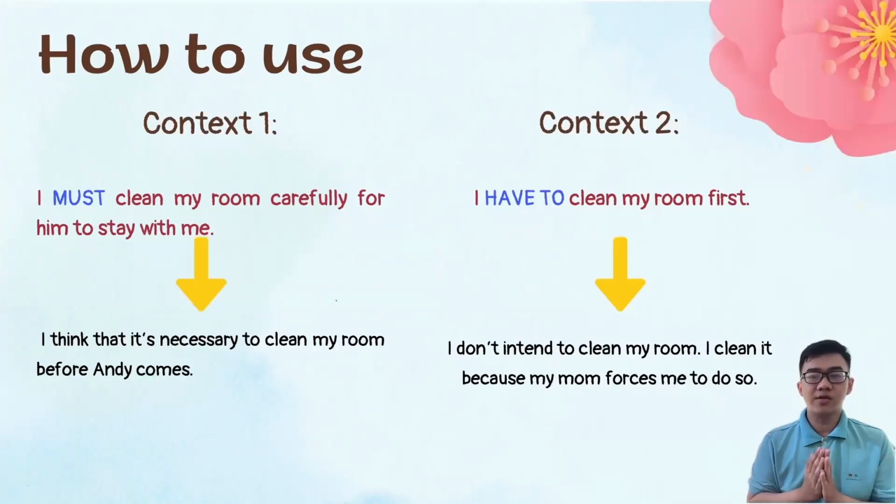For the first context, when the speaker says, I must clean my room carefully for him to stay with me, it means the speaker thinks it's necessary to clean his room before his friend comes. However, for the second context, when the speaker says, I have to clean my room fast, it means he doesn't intend to clean his room. He cleans it because his mom forces him to do so.